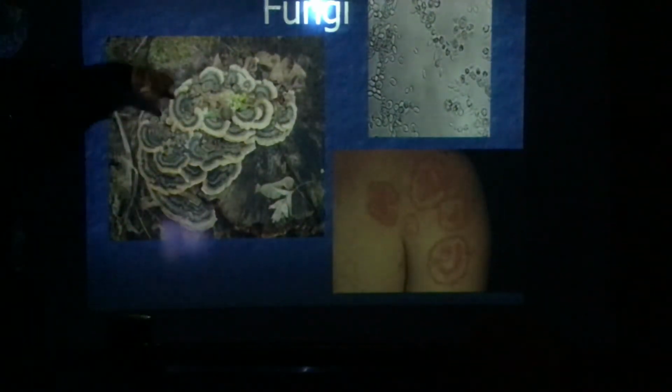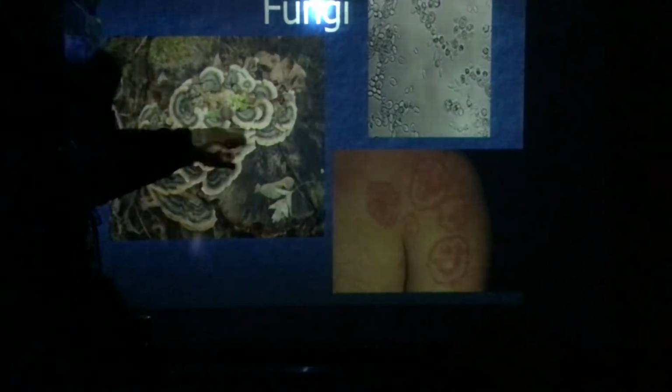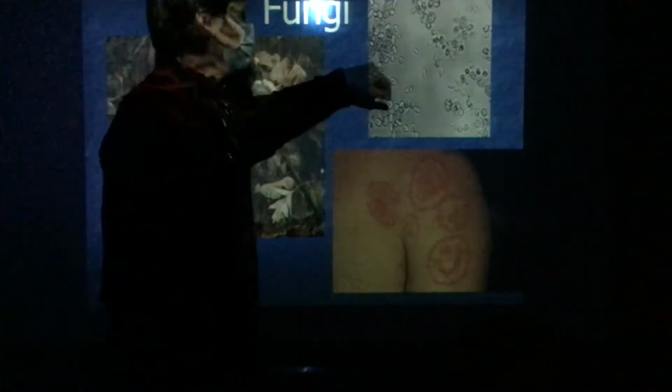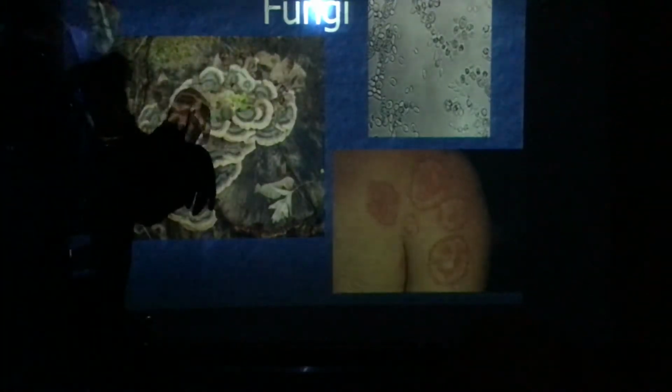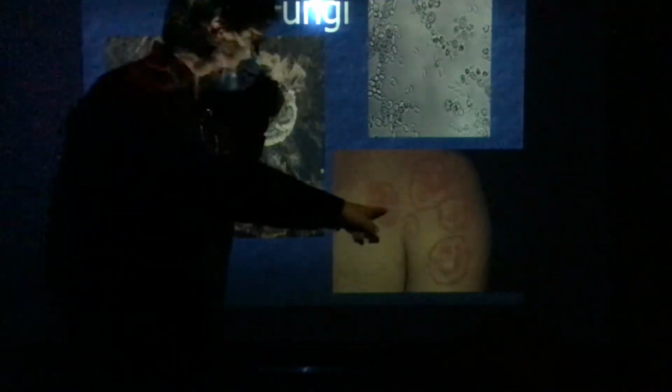Fungi. That's actually the top of a cut-down tree that you might have seen like that, where they grow on the sides of trees and stuff, plant fungus. This is actually fungus in athlete's foot, I believe. I took that little picture. And that's actually the nape of somebody's arm.